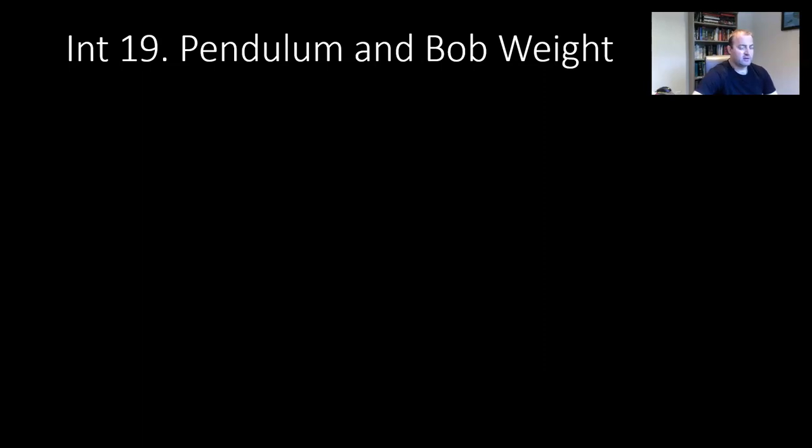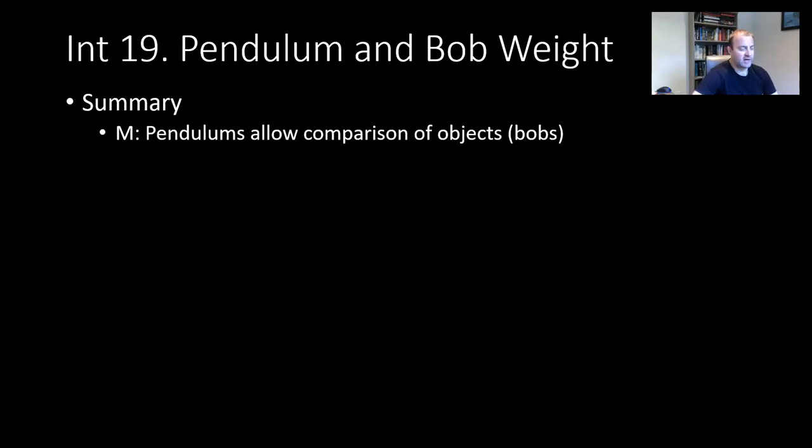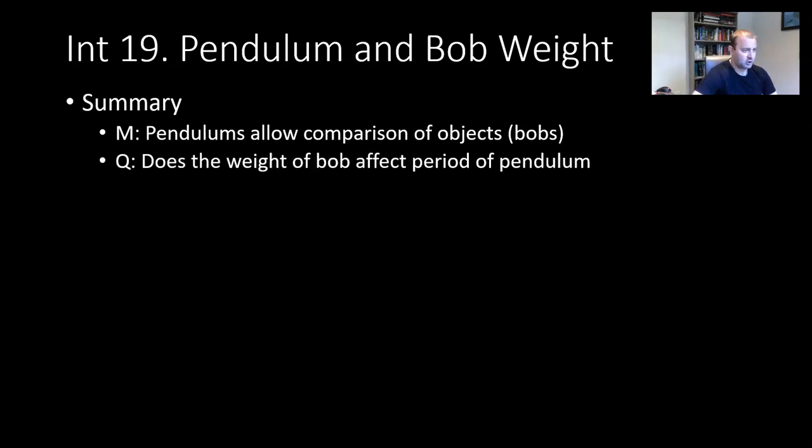So the first integration he talks about in this lecture is the pendulum bob and weight. Basically the relationship of the period of the pendulum and the weight of the bob that's on the end of the pendulum. So the idea here is that given that amplitude does not affect the period of the pendulum, maybe the pendulum will allow us to compare the bobs. So question then is, does the weight of the bob affect the pendulum?